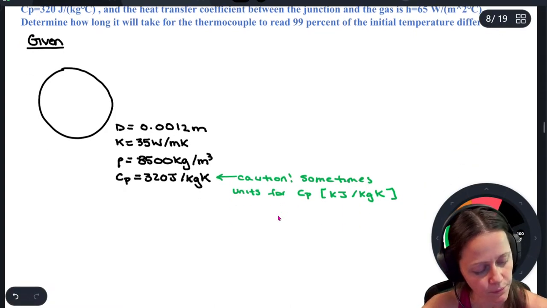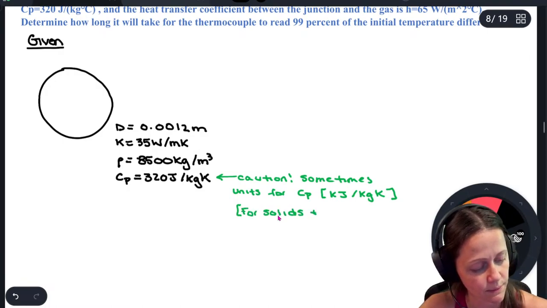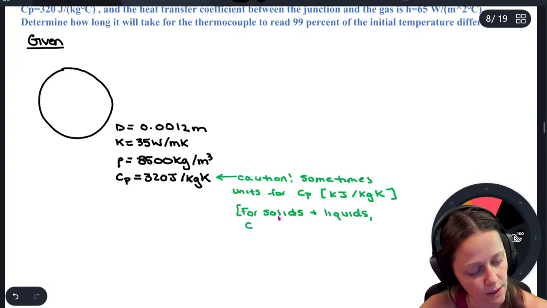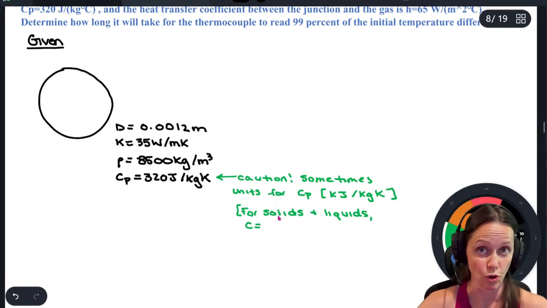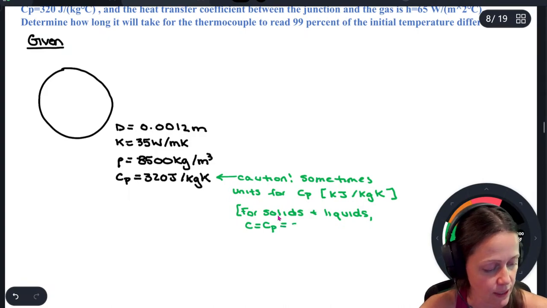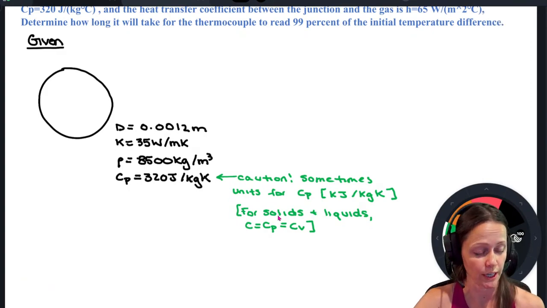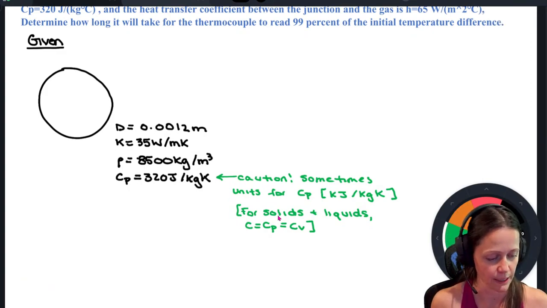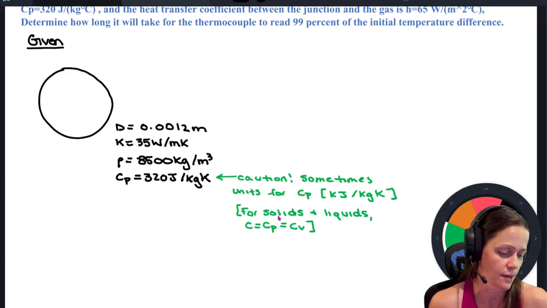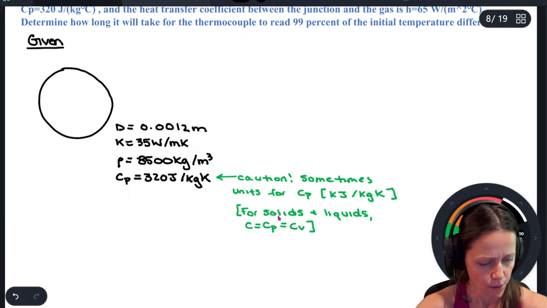Another thing for solids and liquids: sometimes you'll see that subscript dropped. So Cp, Cv, they're all the same thing. It will be different for a gas, but when you're talking about solids and liquids, it's just the same thing. So just be aware of that. Some textbooks will drop it. Okay.